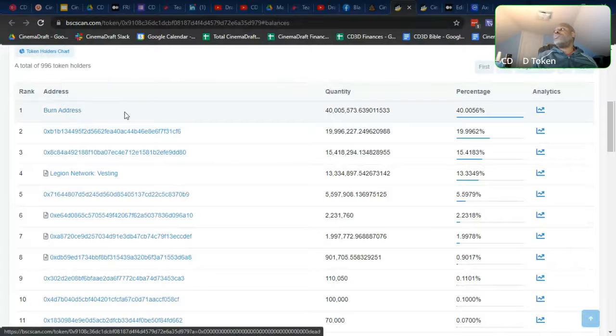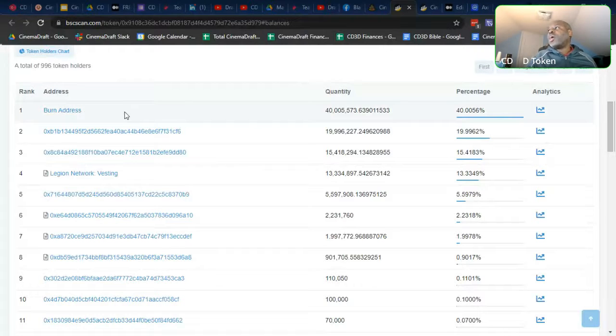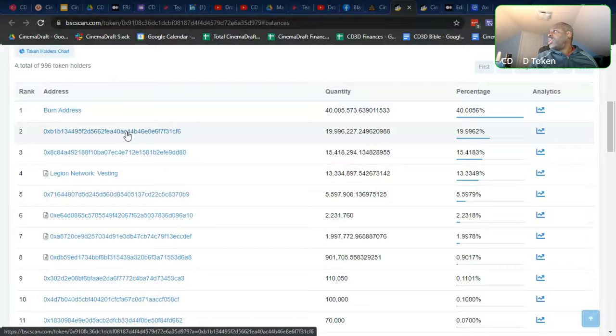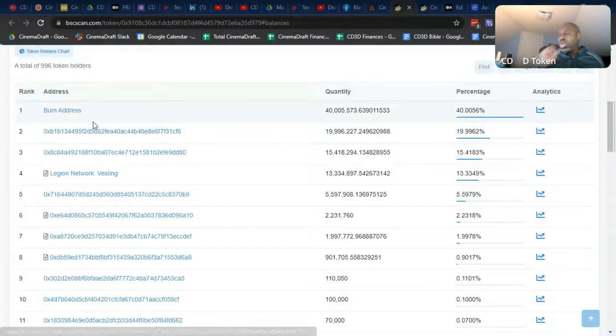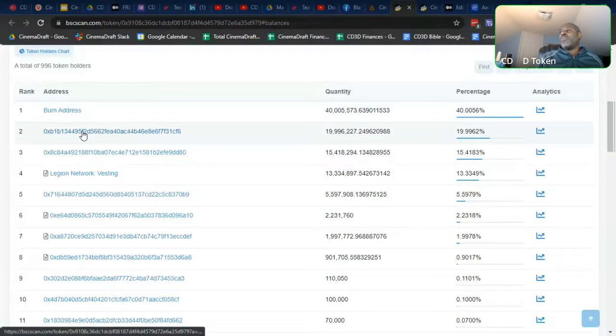Burn address. We burned 40 million off the top. This right here is our liquidity wallet. It's a little larger than it needs to be. I'm about to lock back 19 million tokens at a time in liquidity, being released on a monthly basis, every 30 days.